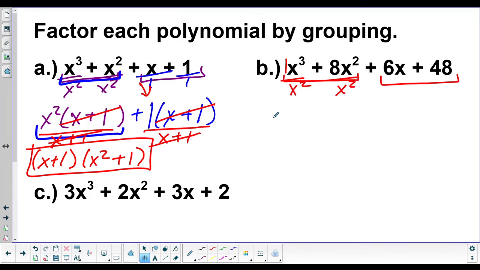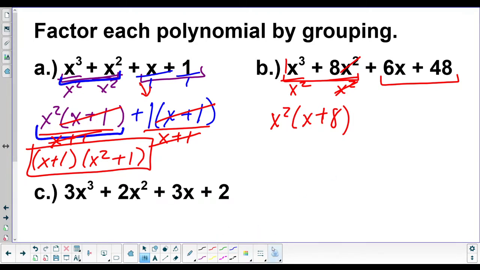Put the GCF in front. Divide. So we had 3 x's. We took 2 out. There's 1 left. Plus, bring down the 8 because we're not doing anything with the number. X squared divided by x squared cancels. So we have x squared times x plus 8.